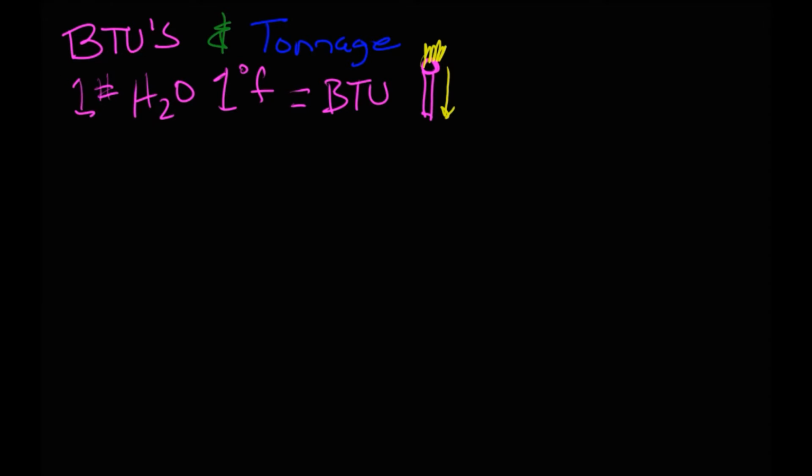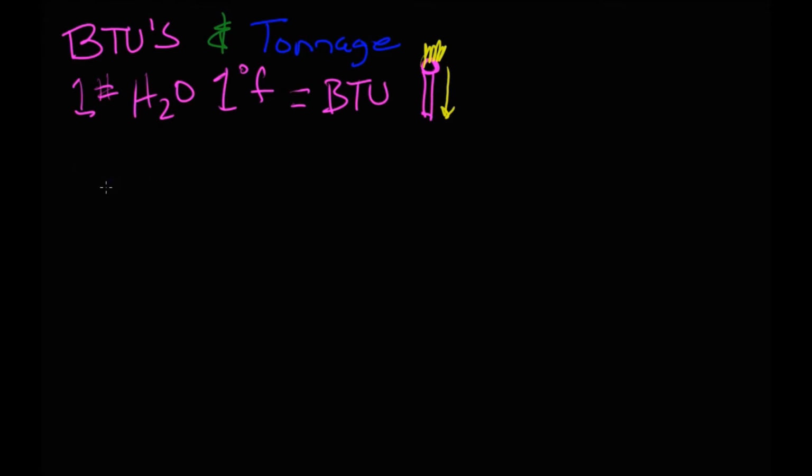So that's a BTU, and when we're talking about energy, we talk about tonnage because we deal in a lot of BTUs. A 3-ton unit is 36,000 BTUs, so it's easier to refer to it in tons. But why do we use tons?